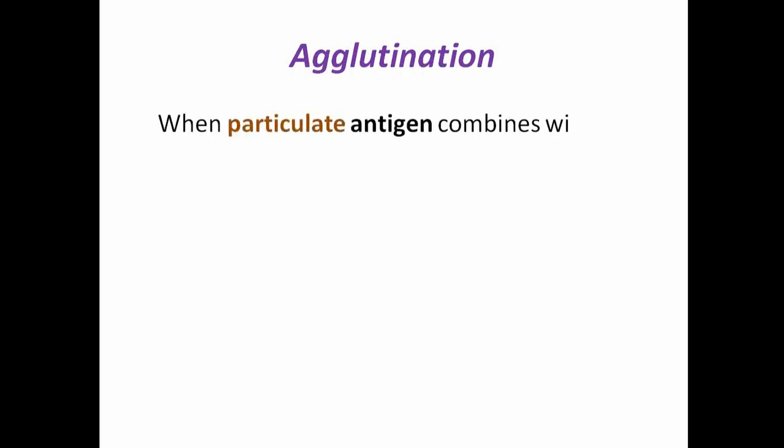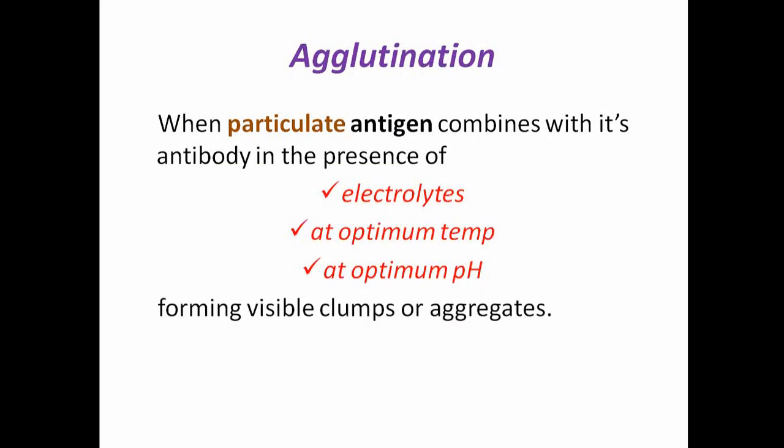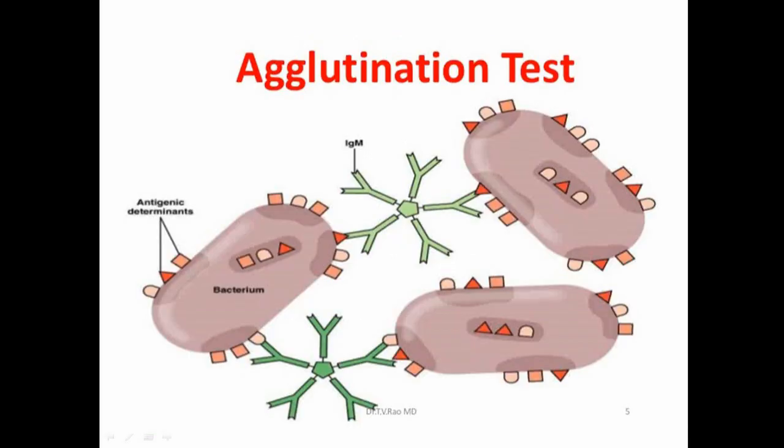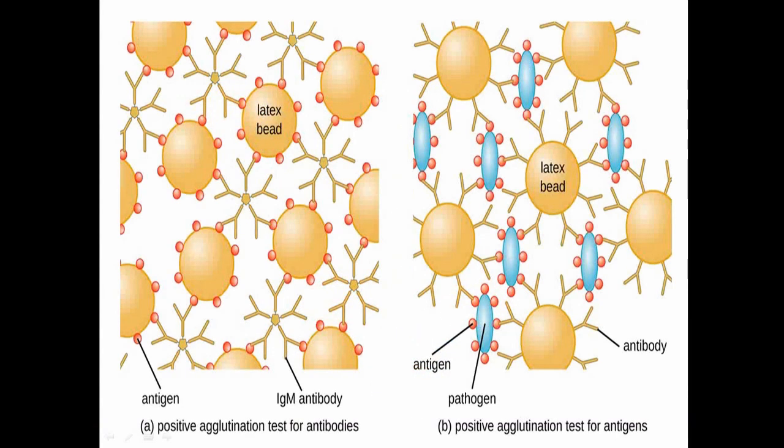Agglutination occurs when particulate antigen combines with its antibody in the presence of three important things which must be there. The first one is the presence of electrolytes, second is the optimum temperature which is around 25 degrees Celsius, and the third one is the optimum pH, and they result in visible clumps or aggregates. Particulate antigen includes bacteria, or it could be WBCs or RBCs, or it could be in the form of latex particles.